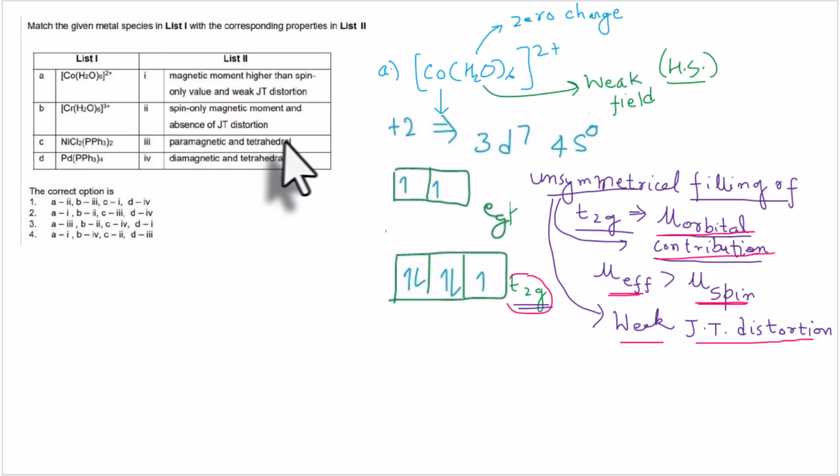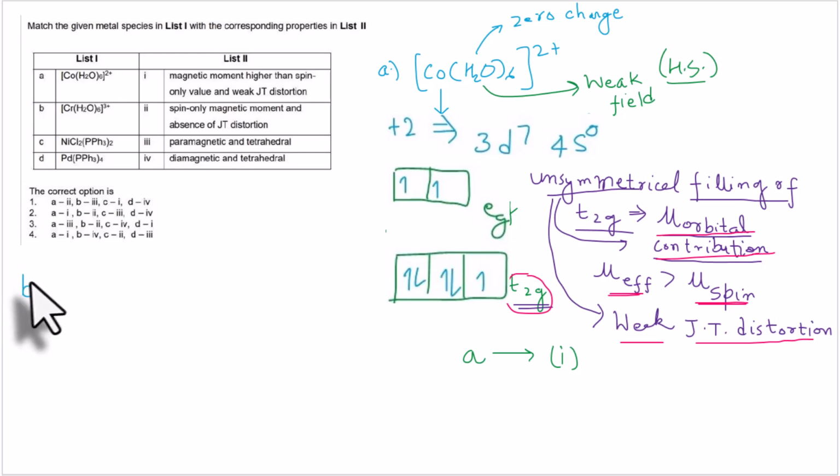Then paramagnetic and tetrahedral, no. Diamagnetic and tetrahedral, no, because this complex is octahedral. So second, third and fourth options will not be correct for cobalt complex A. So the statement magnetic moment higher than spin only value and weak Jahn-Teller distortion is the correct option for A. So A will correspond to statement 1.